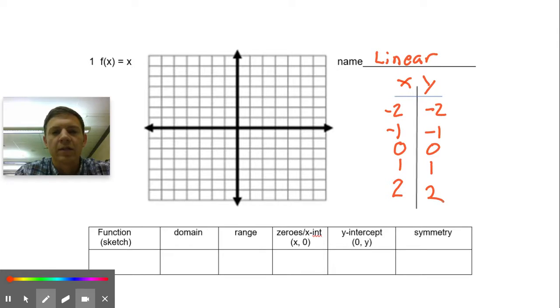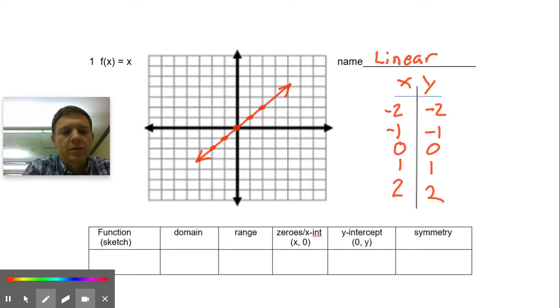F of x equals x. If you plug in -2, you get out -2. Plug in -1, you get out -1, and so on. All right, I'm going to go ahead and graph those. There are those 5 points graphed, and then, of course, we can put our line through that. All right, now let's fill out the table below.